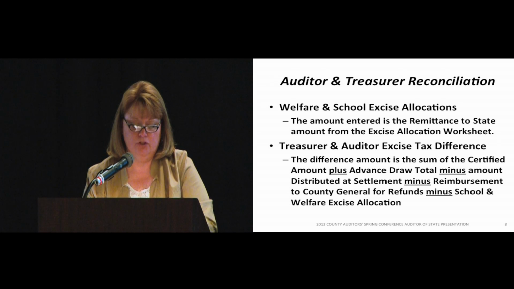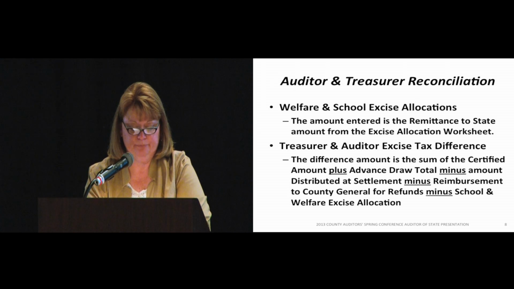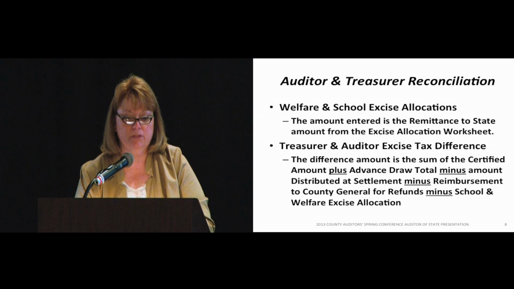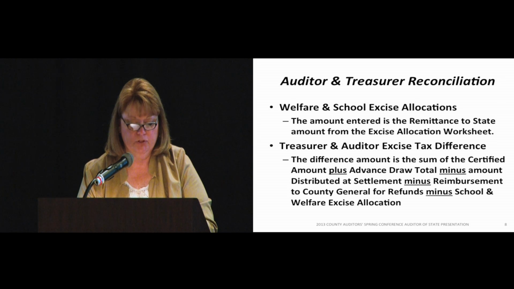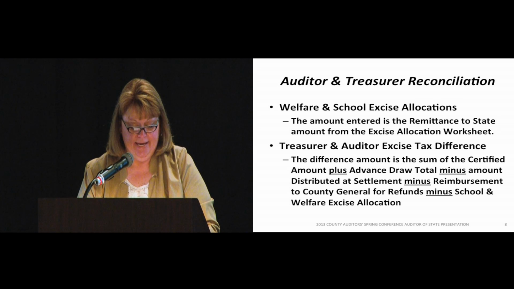The welfare and school allocations on line 5, you can get those from the excise reconciliation worksheet and that amount goes there. Then we get down to line 6, which of course is the first difference amount, and that comes from the certified amount plus your advance draw, minusing out the amount distributed at settlement, anything reimbursed to general, and anything we're going to minus out the school and welfare excise allocation. Again, all these amounts are entered as positive amounts, and the formula is going to do the calculation for you.